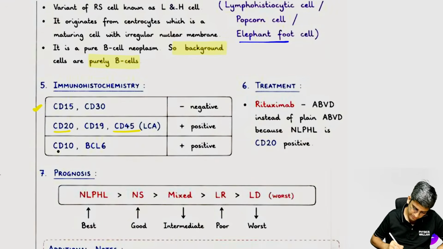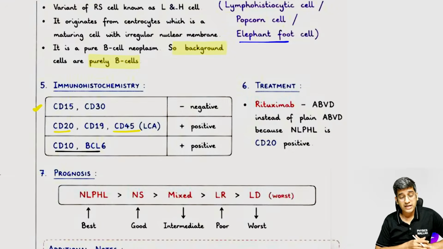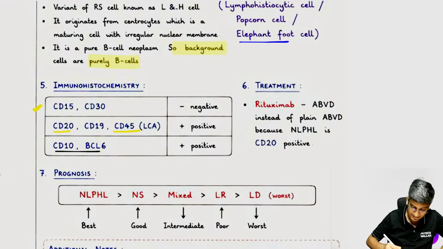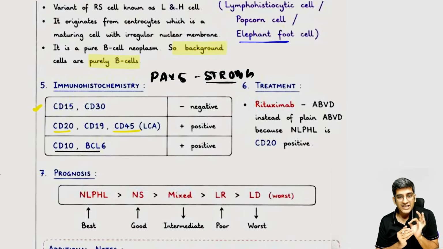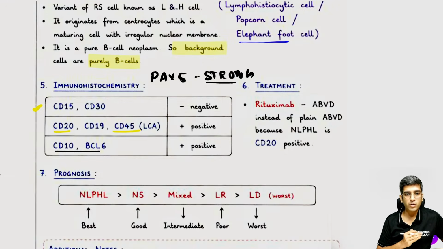At the same time, these will be BCL6 positive also because of germinal center origin. If you remember, write it. If you don't remember, ignore it. And the most important thing, these are PAX5 strongly positive. This is very, very important. Not just PAX5 positivity, PAX5 strong positivity is very, very important. That's classical for nodular lymphocyte predominant Hodgkin's lymphoma.